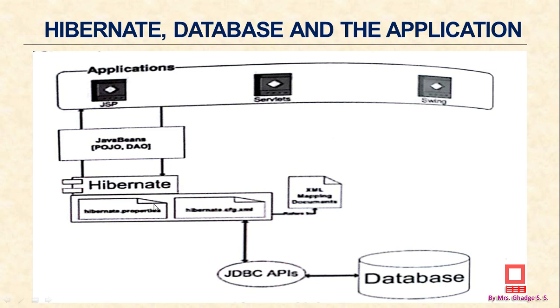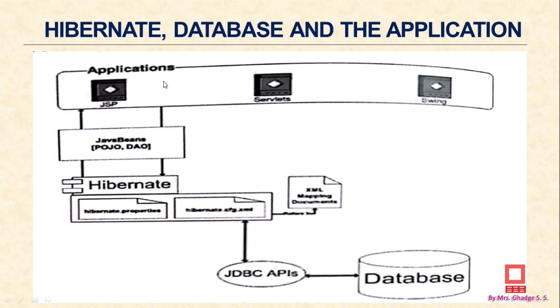Okay, so under Hibernate there is a hibernate.properties file or hibernate.cfg.xml file. So this is basically a Hibernate configuration file. Okay, and here is the XML mapping document. This XML mapping document is the one which does the mapping of Java objects into a database column. Okay, and here is the JDBC API. So we need to use JDBC API in order to access the database.